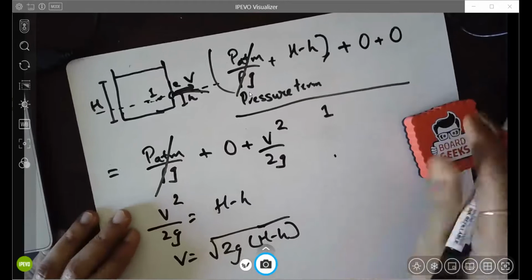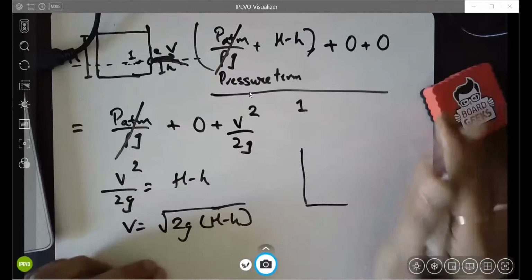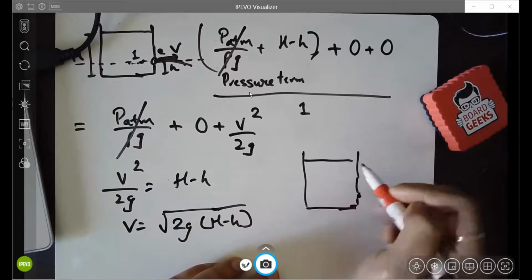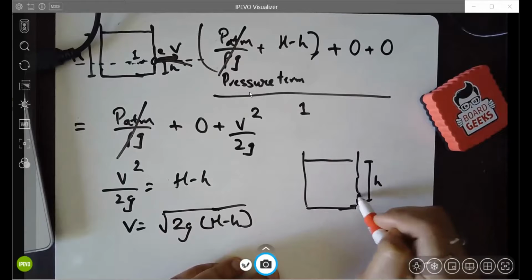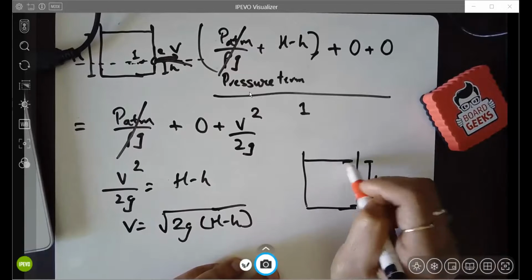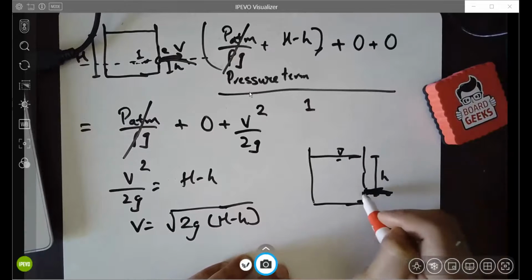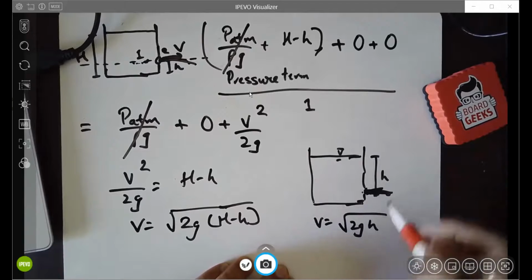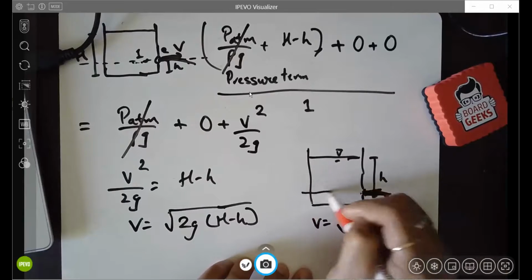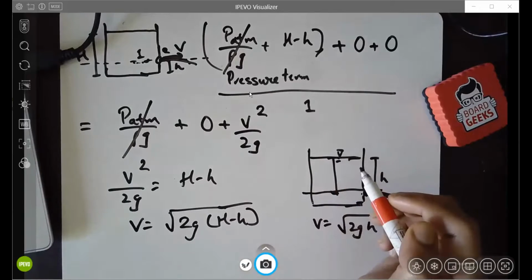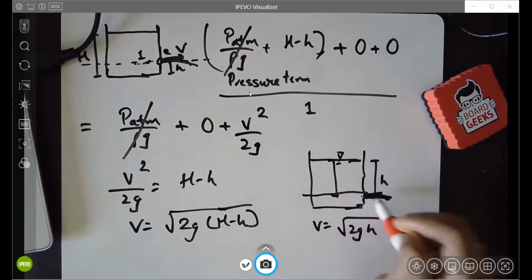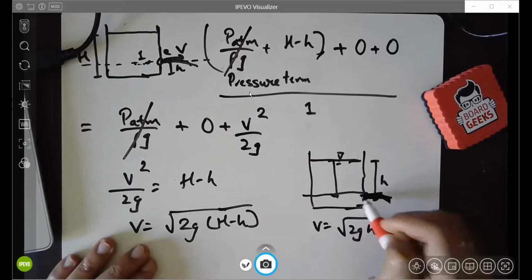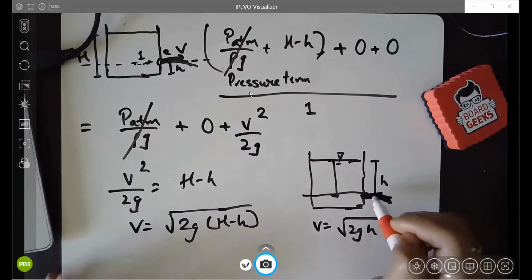So to put it simply, if you take a liquid where the orifice is at a height small h from the water surface, the velocity is equal to under root 2gh. Basically, it's the height difference between the orifice and the top of the water surface. This is only if the orifice is free flowing, like the water is always flowing outside, going to air.